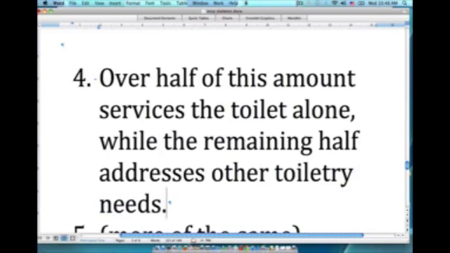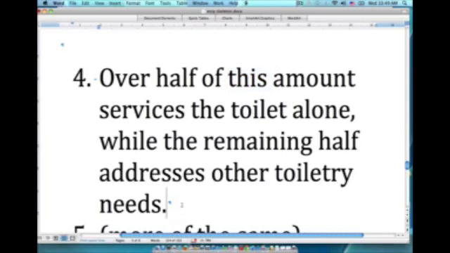Okay? Now, one thing I'll just point out is words like this are very important because these are words that create cohesion in your writing. So as you can see, sentence number 4 refers to the sentence that we wrote in number 3. Over half of this amount. What amount are we talking about? We're talking about the 49% that we initially spoke of in sentence number 3. So over half of this amount services the toilet alone, while the remaining half addresses the other toiletry needs.